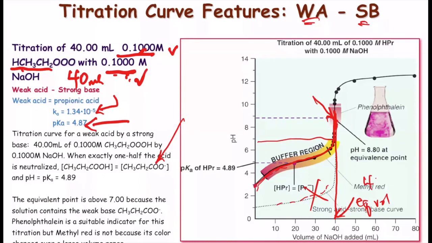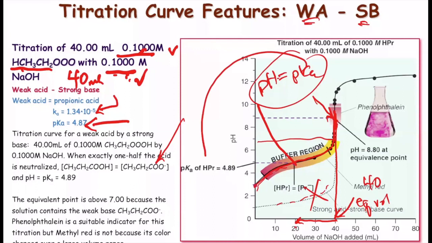Remember, halfway to that, 20 milliliters, pH equals pKa. And what did they say our pH was? It said it was 4.89. I calculate from the literature 4.87. That's pretty close. So it goes up and then it sort of levels off. So this is a weak acid, strong base situation.